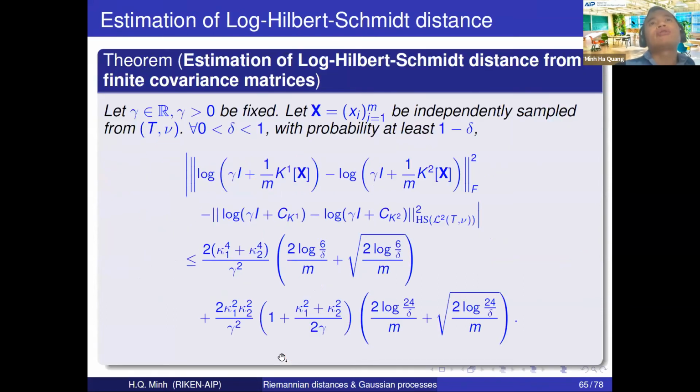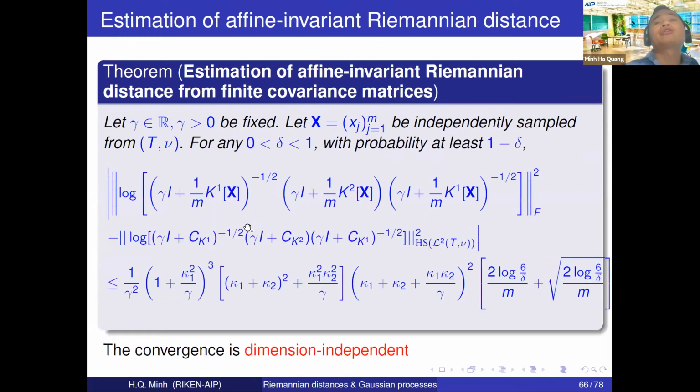We can do the same thing for the Log-Hilbert-Schmidt distance and the affine-invariant Riemannian distance. The technical details are different, because they are different distances, so we have to use different representations using the RKHS, covariance and cross-covariance operators. But the idea is quite similar. We have the same kind of dimension independent sample complexity, with the empirical version converging to the theoretical version.